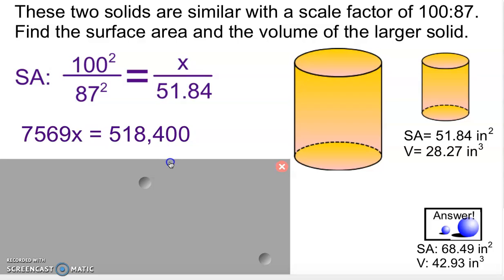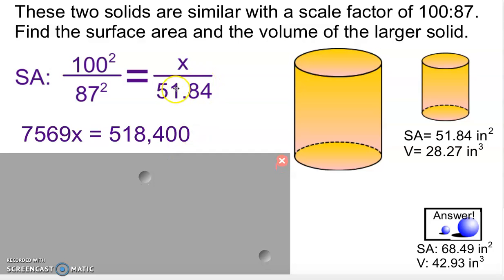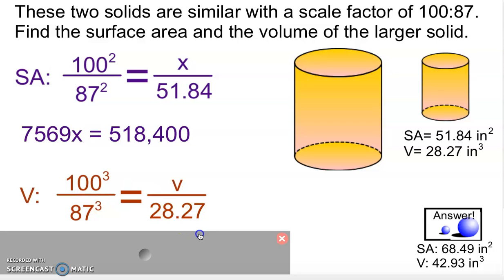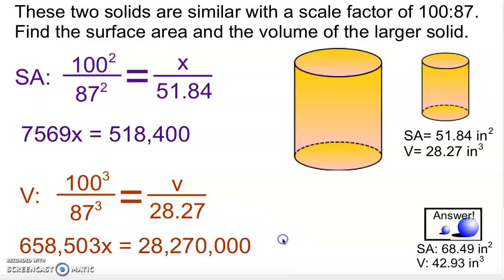So I'm going to cross product multiply. When I get 100 squared times 51.84, I get 518,400, and 87 squared is 7,569. And then when I divide 518,400 by 7,569, I get 68.49. Now to do the volume, I'm going to have to cube the scale factor. There we go. So 100 cubed over 87 cubed. And again, I know the small one, so the number in the proportion has got to correspond with the small one. And then I'm going to just cross product multiply.